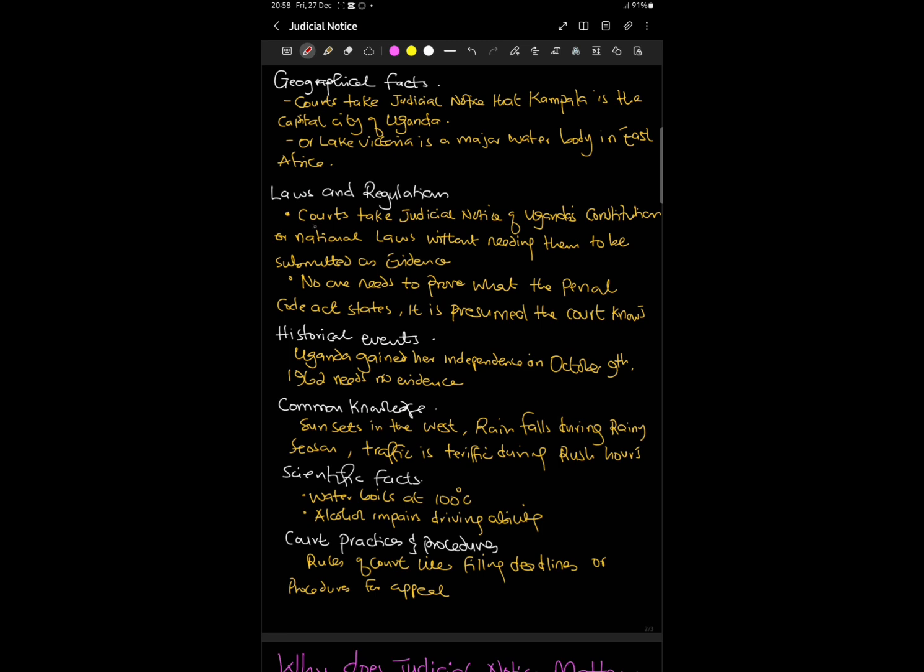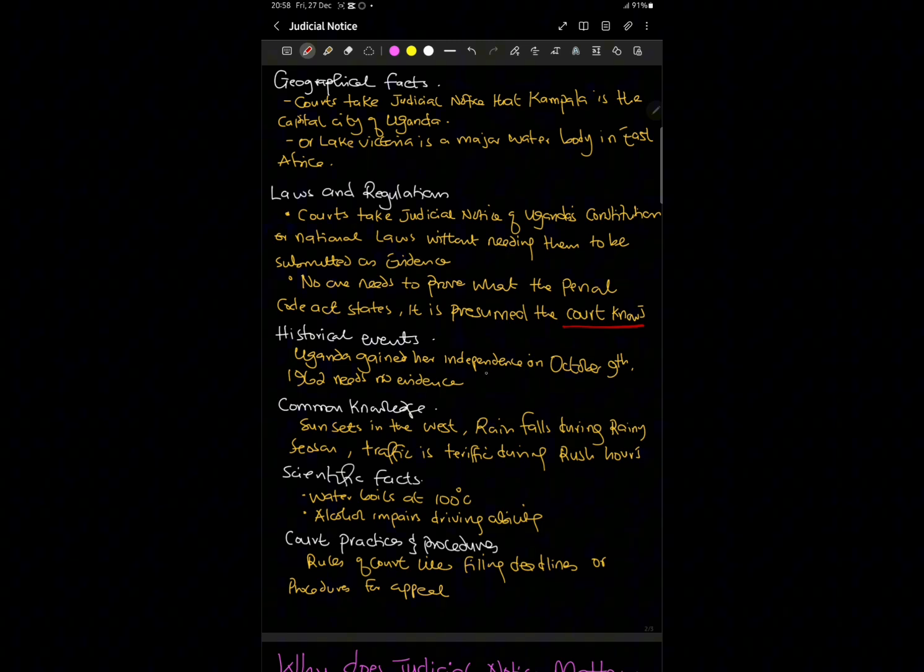And then when it comes to examples where we can use judicial notice, in laws and regulations the court takes judicial notice of Uganda's constitution. The national laws, the acts of parliament, all these, once submitted as evidence, need not be proved. So no one needs to prove what the penal code states. It's presumed that the court knows.